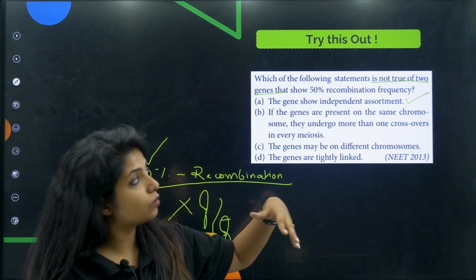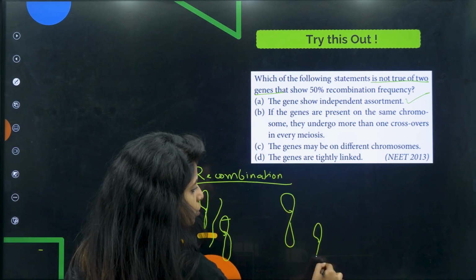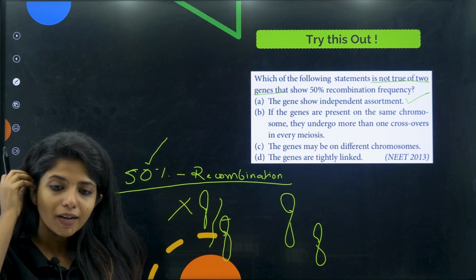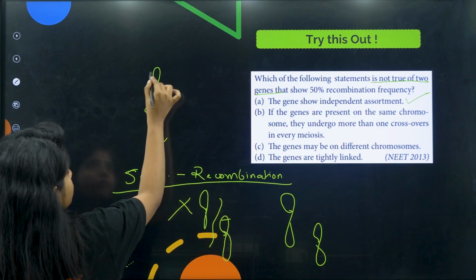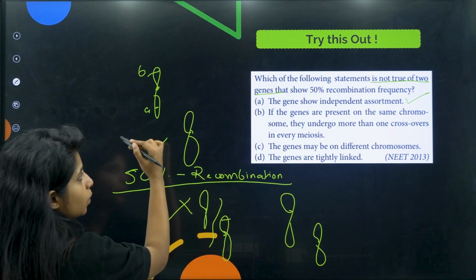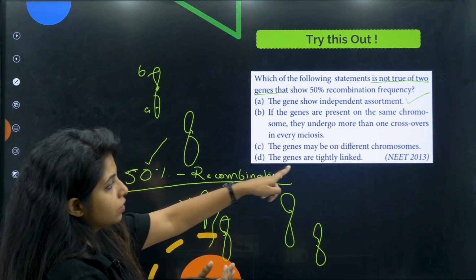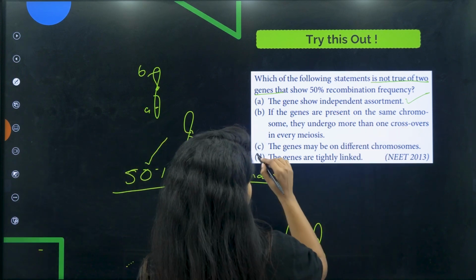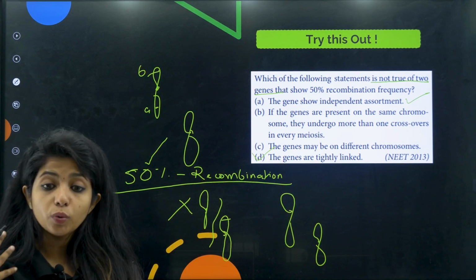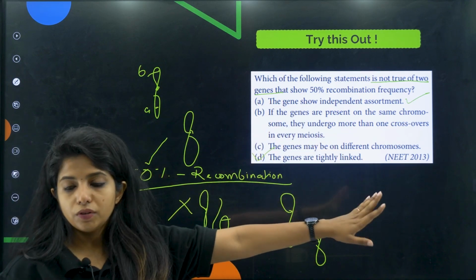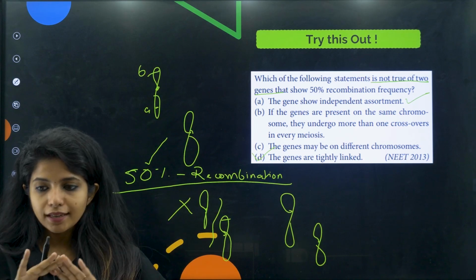Now genes may be on different chromosomes. Yes, they can be on different chromosomes. Then also there can be 50% recombination, because they are not linked, so obviously recombination is possible. It can be like this, or it can be on a different chromosome as well. The recombination would be more either way. But if the genes are close, when they are tightly linked, can they show 50% recombination? That is not possible. So this is the correct answer. We had to find out which one is not true for the genes that show 50% recombination. Okay, I hope this is clear to you.